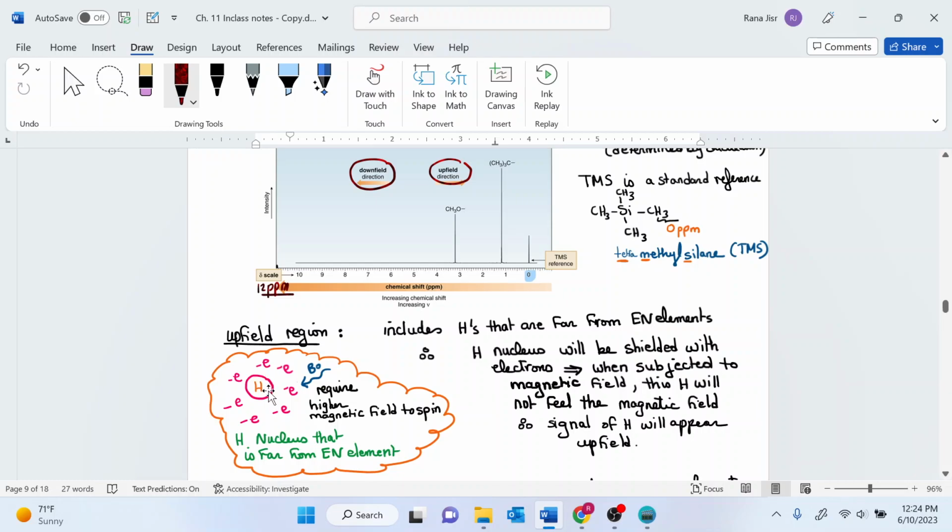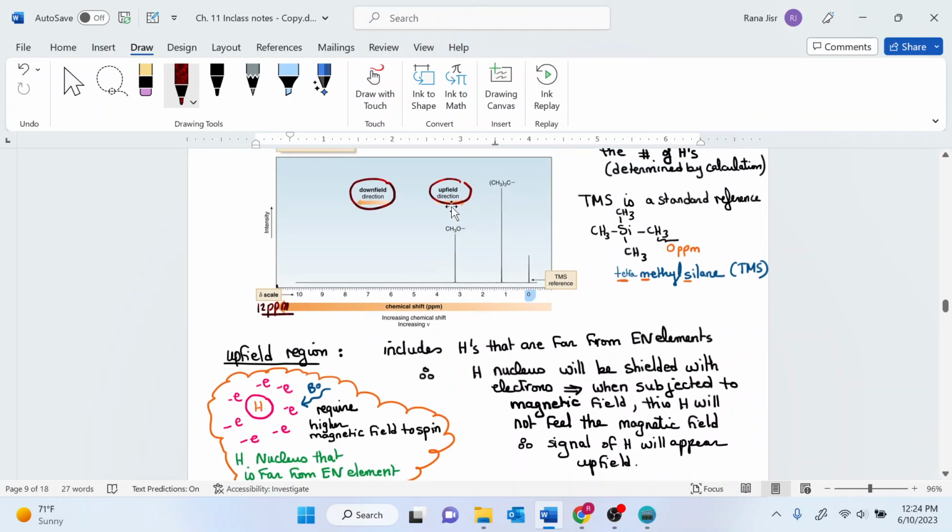So that causes the signal to appear in the upfield region. So the upfield region is the region where you apply more magnetic field because the nucleus of the hydrogen is far away from the electronegative element. It does have electrons around it.